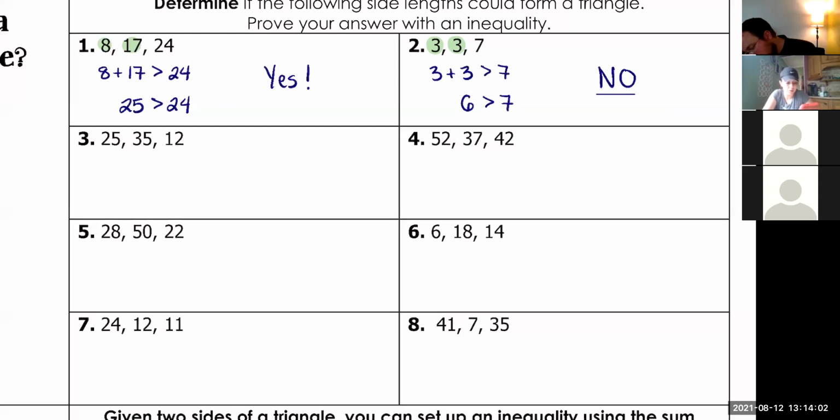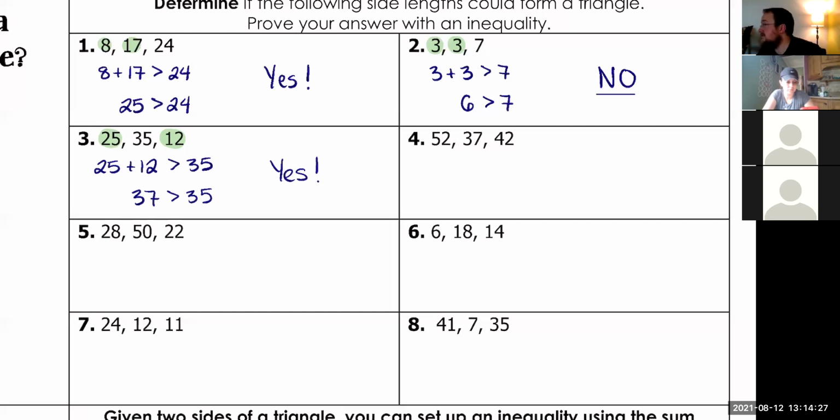Next one, jumble them up a little bit on you. What are the two shortest sides? 25 and 12. So according to the theorem, the sum of those two sides, 25 plus 12, has to be greater than 35. I get 37. Is 37 greater than 35? Yes. So yes.